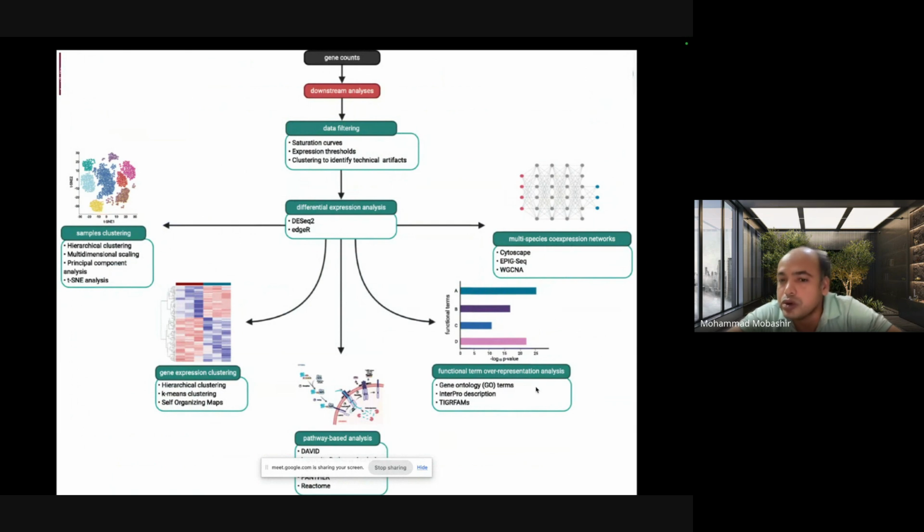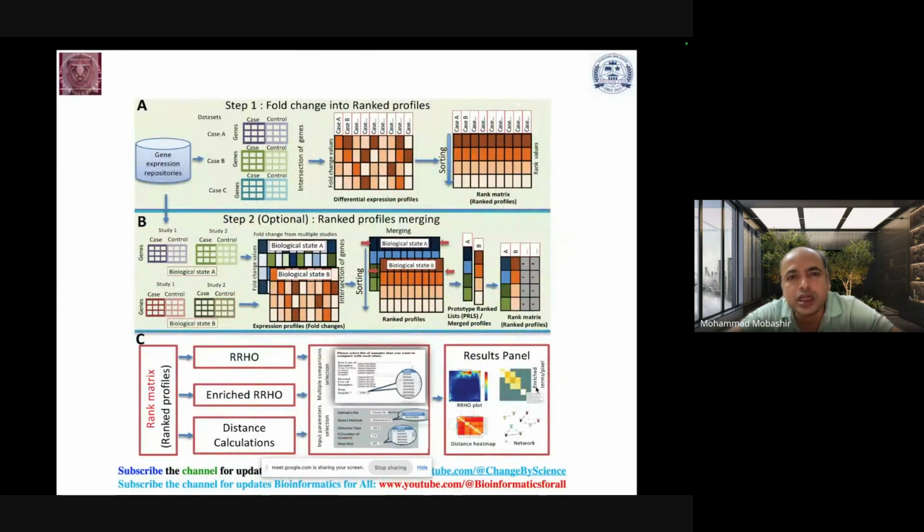For example, gene ontology terms, InterPro terms, TIGRFAMs, and then finally, you can go for DAVID or KEGG pathway analysis or PANTHER pathway analysis or Reactome pathway analysis. This depends on you, but the most common is KEGG pathway enrichment analysis. There is the summarized presentation.